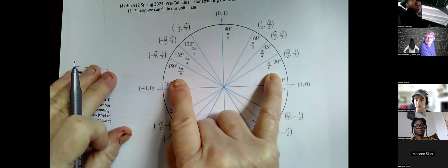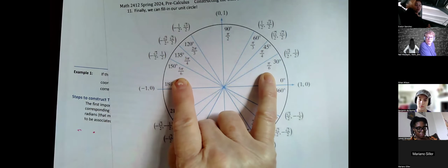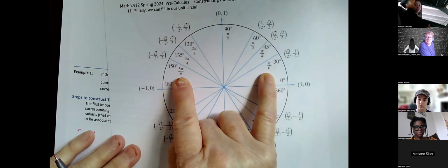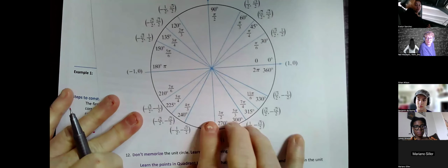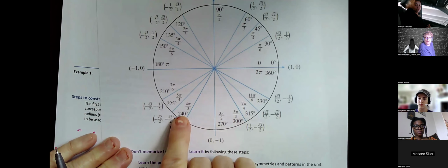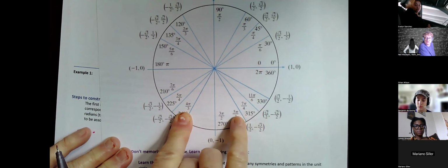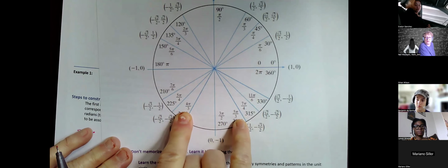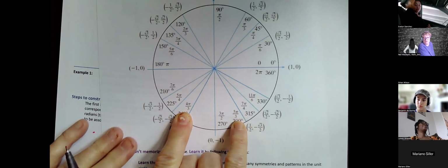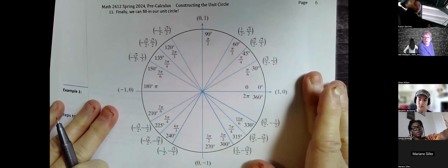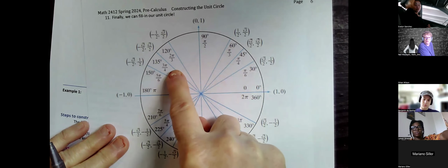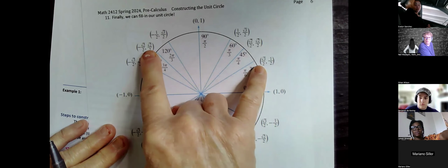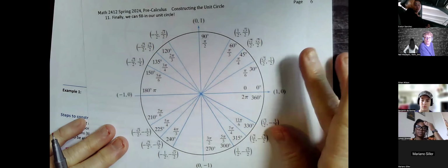That's what I want you to see. If the denominator, when reduced, is 6, it's going to be a 30-degree angle. If the denominator, when reduced, is a 3, it's going to be a 60-degree value. And if the denominator, when reduced, is a 4, it's going to be a 45-degree angle.